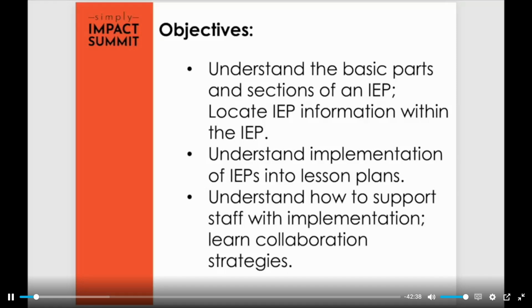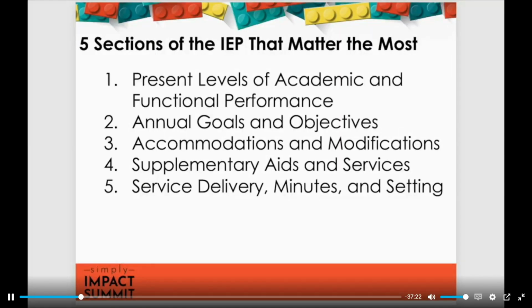So if you have support staff or paraprofessionals in your classroom or that come into your classroom with students, you're going to learn important collaboration strategies. Here are the 5 sections of the IEP that matter the most, and if you give me 1 second, I'm going to show you where all of these parts are in an IEP sample that I have for you.